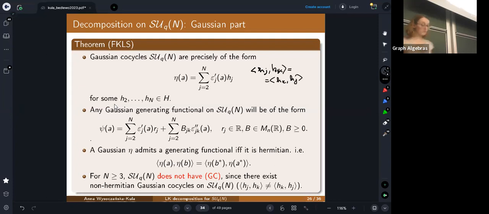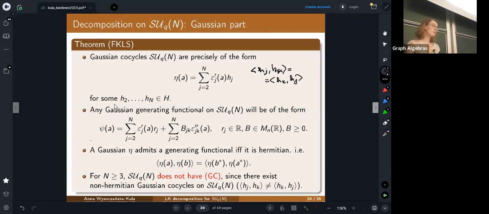If it is not, it's of course easy to find such examples, then we don't have a generating functional associated to this Gaussian cocycle. So we see that contrary to the SUQ2 case, SUQN for N at least 3 does not have this GC property.